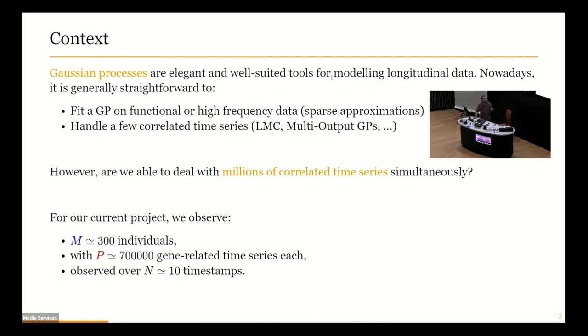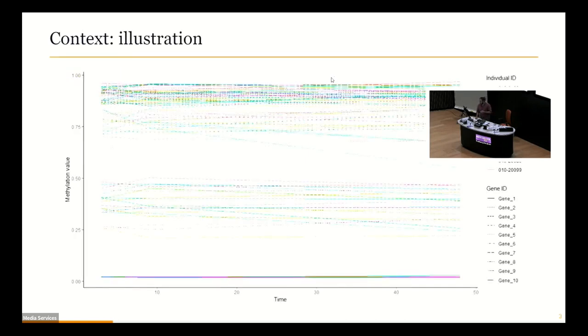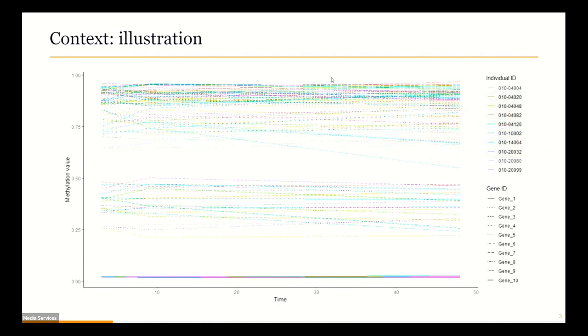And how do we deal with those? How do we share information across all those different sources of correlation? Because we have correlation between individuals and genes. I have illustrated this with a few of those: you have several individuals and several genes, and you can see that it's a lot of time series, and it's just a really, really tiny example of what we have for real.